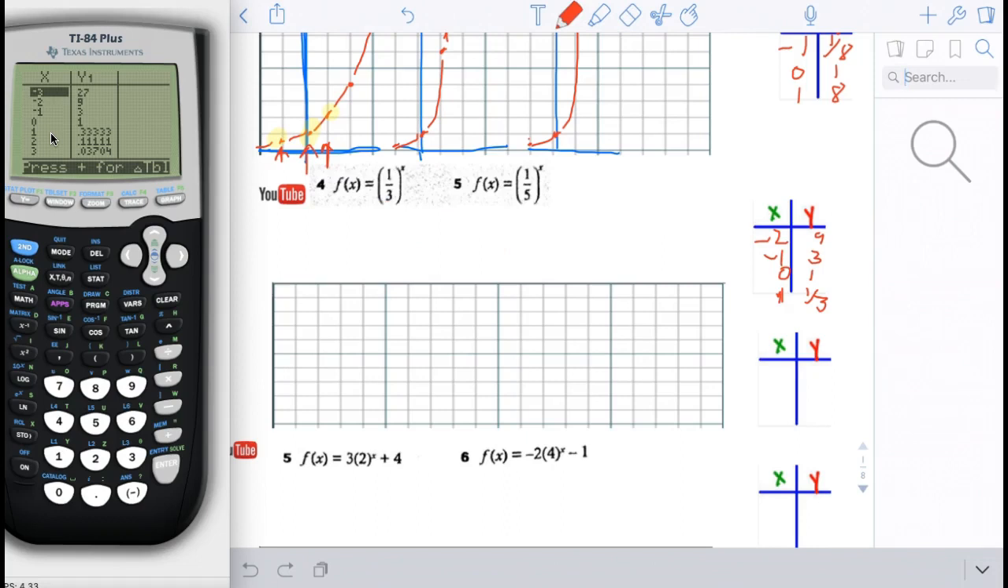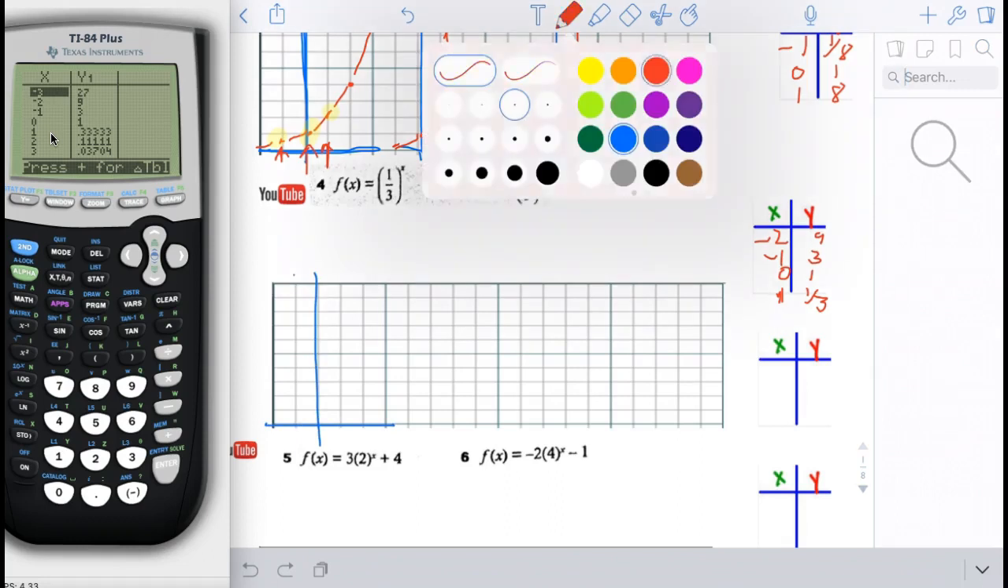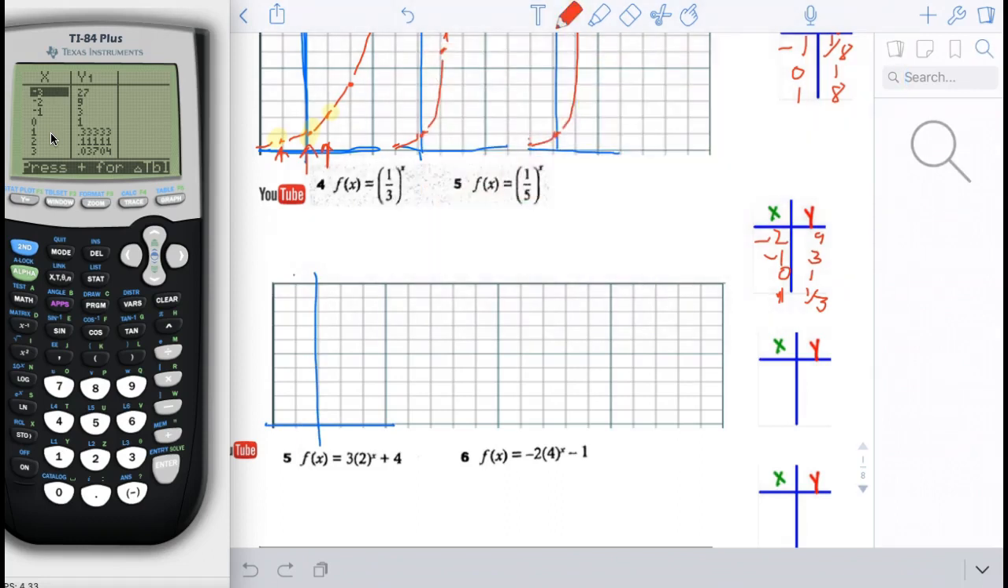Okay, so let's graph that. I'm going to make an x-axis here, y-axis here, and I'm going to graph some of these points. Negative 2 comma 9 is here, negative 1 comma 3 is here, 0 comma 1 is here, 1 comma 1/3 is here. So it looks kind of like that.